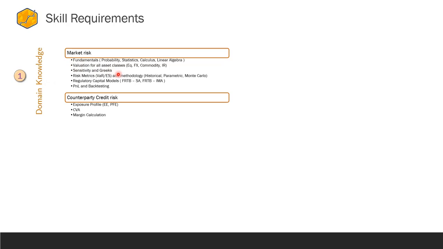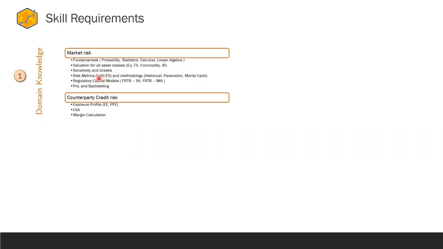Now, the third point is the most important aspect of market risk. It's called sensitivity and Greeks. In market risk, I would say 70% of the core market risk calculation is based around calculation of sensitivities and Greeks. That's the backbone of today's market risk methodology. We'll talk more about that.